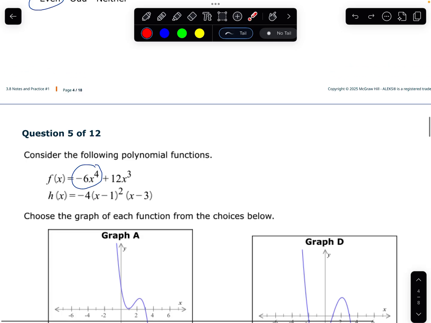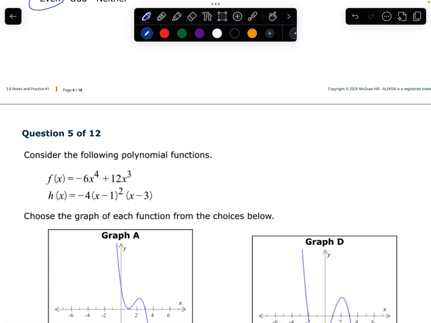The next thing I'm going to check for are x-intercepts. So maybe I can factor this, so I can factor out a negative 6x to the third. And if I factor out a negative 6x to the third, I'm going to get x minus 2, right? Yeah, I think that's right, because that would become negative 6x to the fourth, and that would become positive 12x to the third.